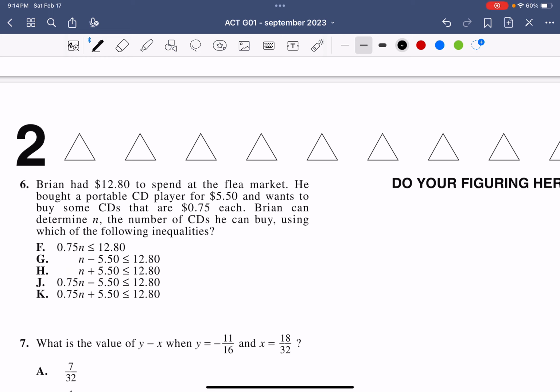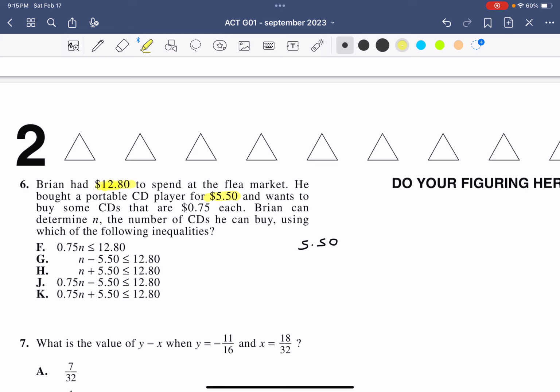So let's set this up. So we know that he has purchased a CD player for $5.50. So he's already spent that money. Now he can get some number of CDs, so there's still some money left over, right? Because if you look here, it says that he purchased this CD player for $5.50. This is his total amount of money, $12.80.